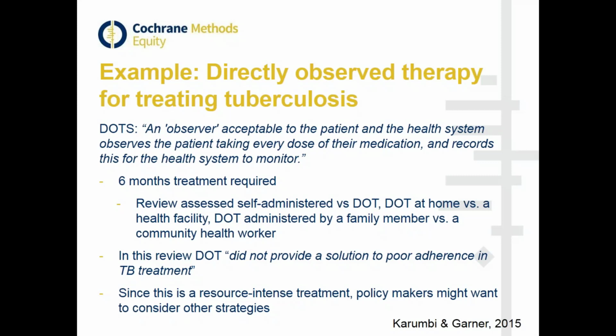So a Cochrane review from 2015 assessed self-administered TB therapy versus DOT, or DOT at home versus DOT at the health facility, or DOT administered by a family member versus DOT administered by a community health worker. And overall, the review authors found that it didn't actually provide a solution to poor adherence for TB. And it's a pretty famous intervention, and it's quite resource intense. But the findings of this review found that you might want to have some other options for policymakers so that they could increase adherence.